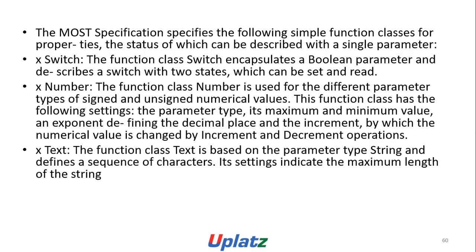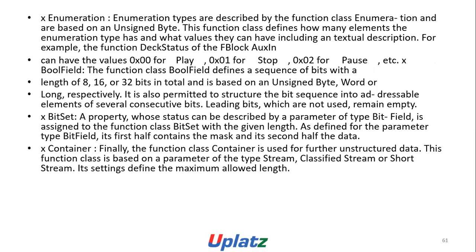Number: the function class Number is used for different parameter types of signed and unsigned numerical values. This function class has the following settings: the parameter type, its maximum and minimum value, an exponent defining the decimal place, and the increment by which the numerical value is changed by increment and decrement operations. Text: the function class Text is based on parameter type String and defines a sequence of characters. Its setting indicates the maximum length of the string.